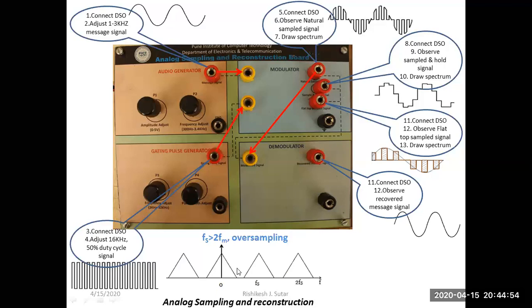But if Fs is less than 2 Fm, that is for the case of undersampling, we can observe the overlapping in the spectrum of sampled signal. Hence, here, no filtering action will be able to separate out the spectrum of message signal from the spectrum of sampled signal. This phenomenon is called as aliasing.